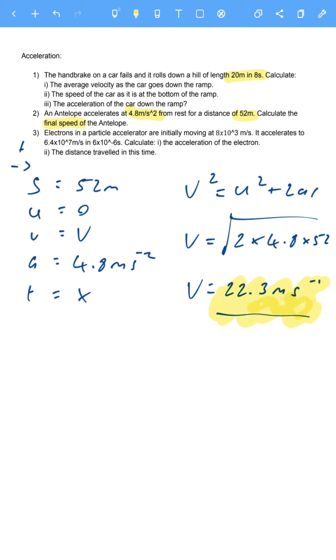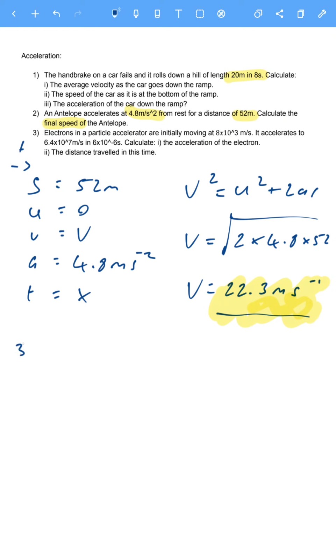And then let's have a look at, to finish, question 3. So question 3, electrons in a particle accelerator are initially moving at 8 times 10 to the 3 meters per second. It accelerates to 6.4 times 10 to the 7 meters per second in 6 times 10 to the minus 6 seconds. So calculate the acceleration and then the distance traveled in this time.